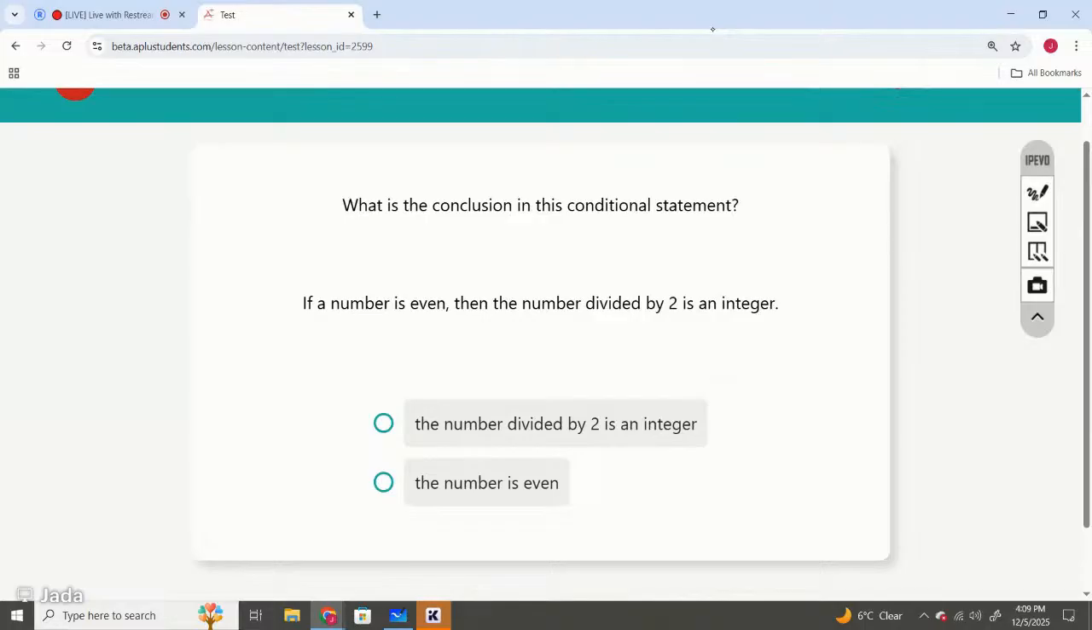If a number is even, then the number divided by 2 is an integer. The conclusion is the number divided by 2 is an integer. Option number 1 is the correct option.